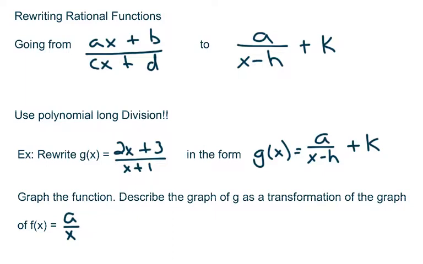All right, so here's your example starting here. Example: rewrite g of x equals 2x plus 3 over x plus 1 in the form where we have just a single number over x minus h, plus k. And then after that, we're going to graph the function and describe the graph of g as a transformation of the graph of f of x equals a over x. And so these two numbers, whenever we come up with them, they will be the same. Okay? So let's get to it.